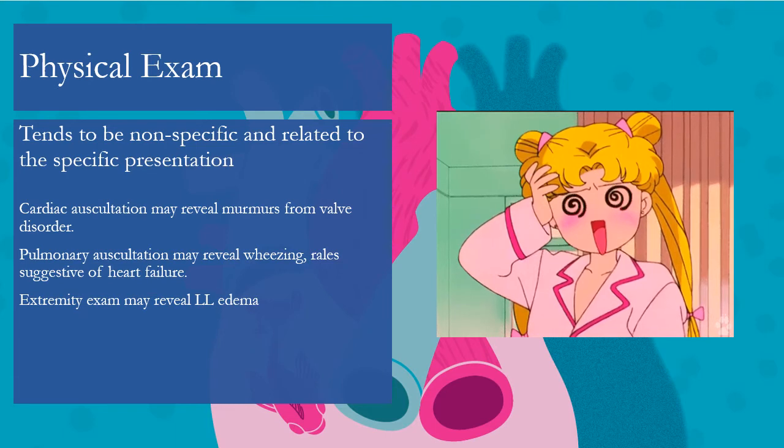Some of the specific physical exam findings, right? Cardiac auscultation may reveal some murmurs from the valve disorder, right? They may not if it's a really slight valve disorder. Pulmonary auscultation may reveal wheezing, rales, suggestive of heart failure. But again, if you are just assuming it's heart failure without anything else, you may not get an EKG and catch it. And then, of course, if you've got heart failure, you also may have some lower limb edema too. So it's always something to keep track of. Remember, 8% of patients over 80 and 4% of patients over 60 can have atrial fibrillation.